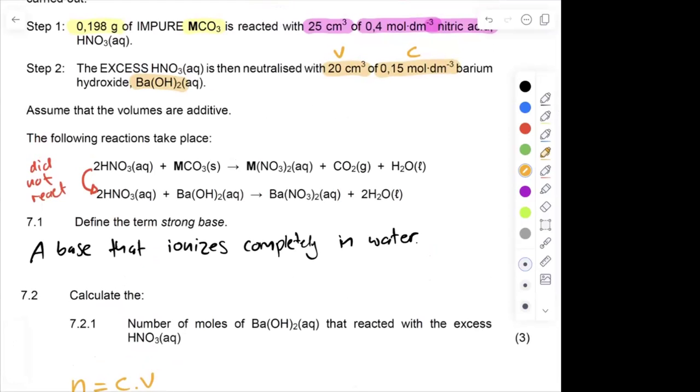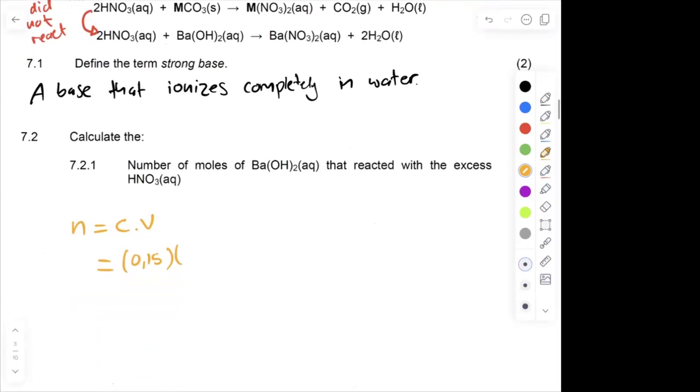So our volume has got to be in decimeters. So we have to convert that into decimeters. And then to convert from cubic centimeters to cubic decimeters, we divide by 1,000. So we can then say 20 divided by 1,000. And you can plug that in your calculator and you guys can give me the answer. Please just post your answer in the chat.